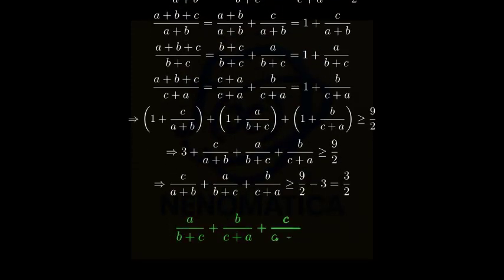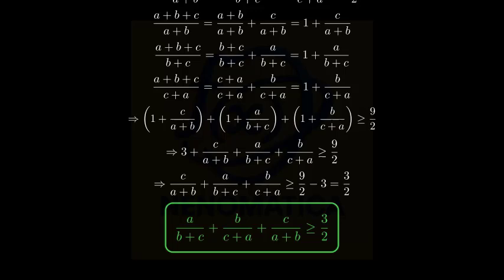We've proven that a over b plus c plus b over c plus a plus c over a plus b is greater than or equal to 3 over 2, which was what we wanted to prove. This proof demonstrates the power of the Cauchy-Schwarz inequality in solving complex inequality problems.